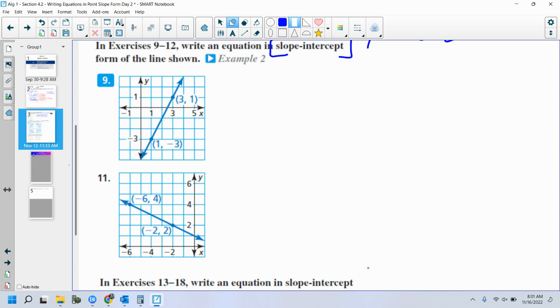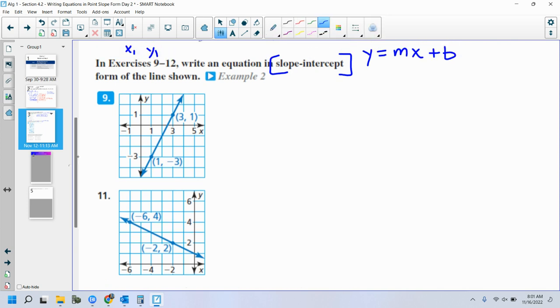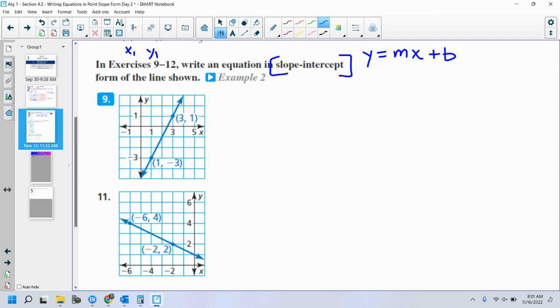Now, what do you think? I had just gotten done saying that this needs to be in y equals mx plus b form. And I can pick out the slope pretty easily from the graph. And in section 4.1, we had said the y-intercept is given to us. What do you think the y-intercept is in 11? What does it look like it is? It looks like it's 1. Don't you guys agree? Let's see if that's truly the case.